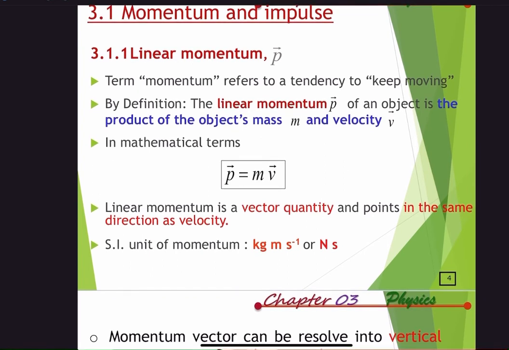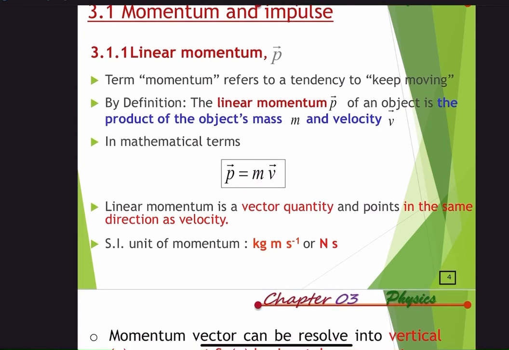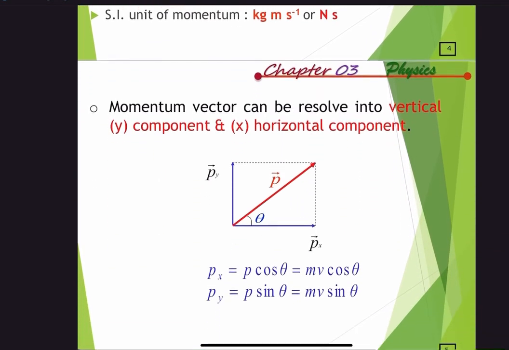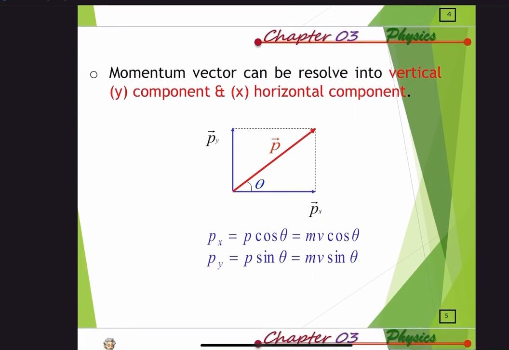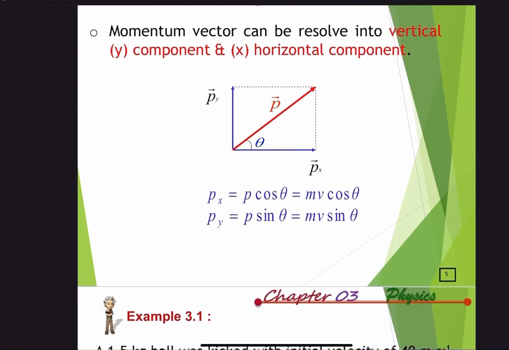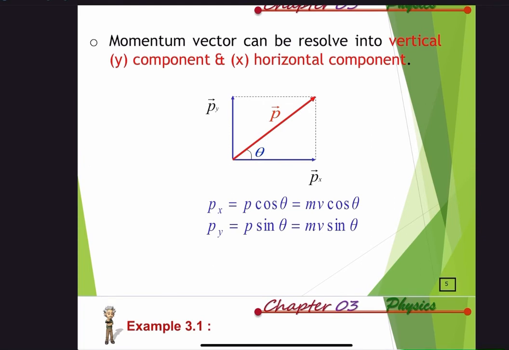Momentum vector we can resolve into two components. The first is the vertical component y, and the second is the horizontal component x. Let's say we use P as the symbol for momentum. We resolve it into Py and Px. Using the angle theta, Px equal to P cos theta, or substituting P with mv, mv cos theta. Py equal to P sin theta, which we can also write as mv sin theta.